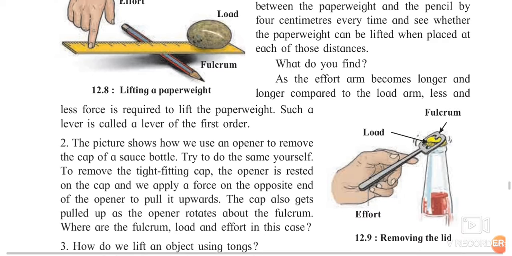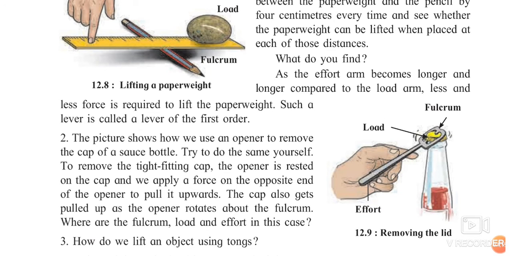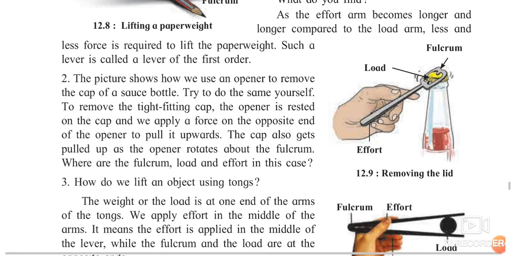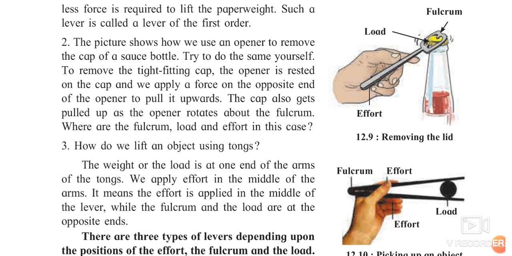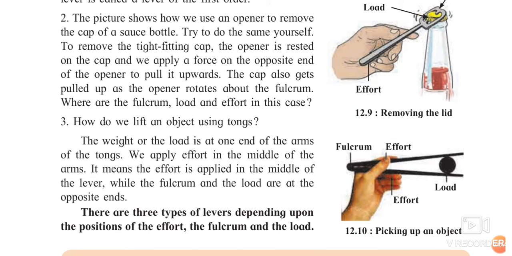Similar examples you can find in a bottle opener. The area which you are opening is the load. The effort is given by your hand, and the middle part by which it is attached to the lid is the fulcrum. You can use such simple machines in your day-to-day life for pulling out a weight, picking up a thing, or shifting a thing from one place to another.